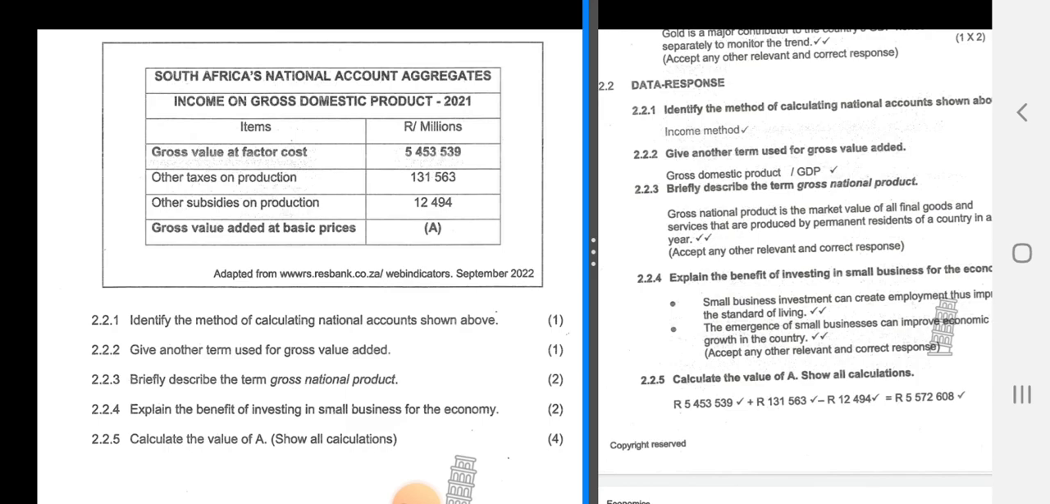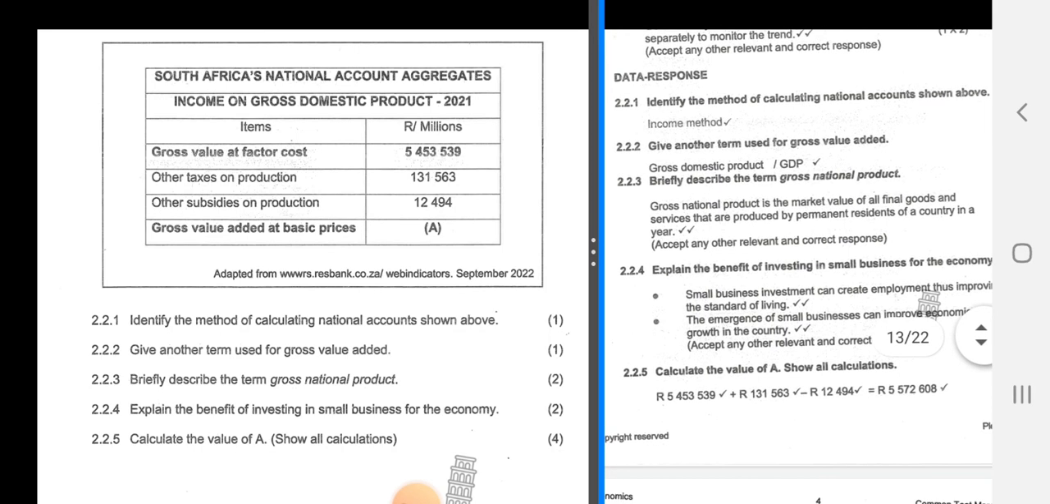And then 2.2.3, briefly describe the term gross national product. Gross national product is the market value of all final goods and services that are produced by permanent residents of a country in a year. That is gross national product, as opposed to gross domestic product.